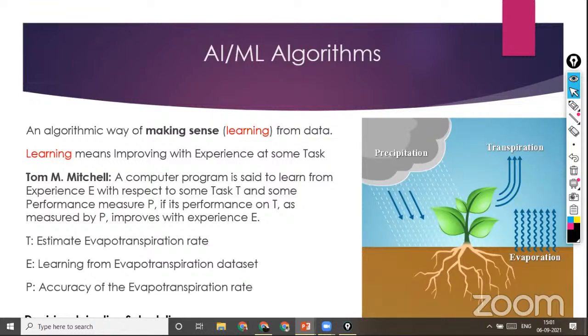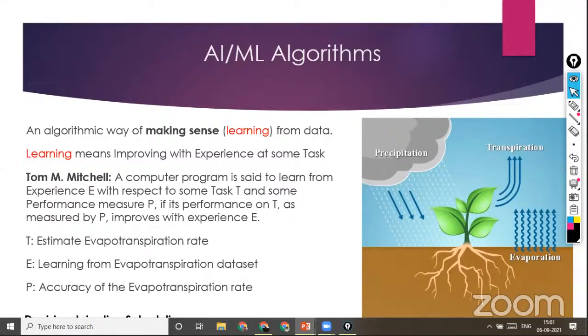So once we are able to find out this evapotranspiration rate, then we can decide whether we want to irrigate the plant or not. That will be our decision. Okay. So the task is to estimate the evapotranspiration rate. Now, what is this experience all about? The experience is the learning experience from a data set.